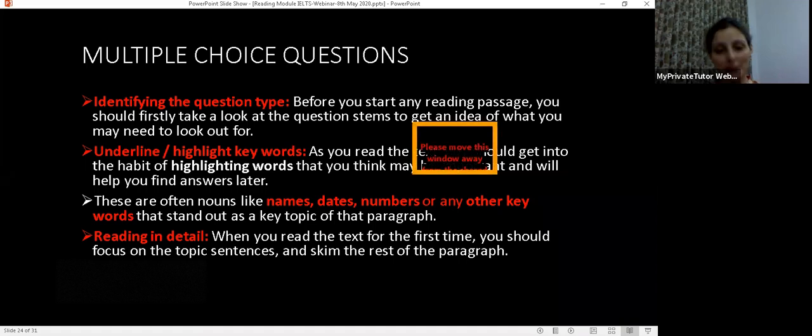Underline, highlight keywords. As you read the passage, you should get into the habit of highlighting the main words in the paragraph, and later on you will be able to find and relate those words with the questions. These are often nouns, names, dates, numbers, or other keywords, the main things which you think are very prominent and give you a lot of information. So underline them first. Reading in detail: when you read the text for the first time, you should focus on the topic sentences and skim the rest of the paragraph.